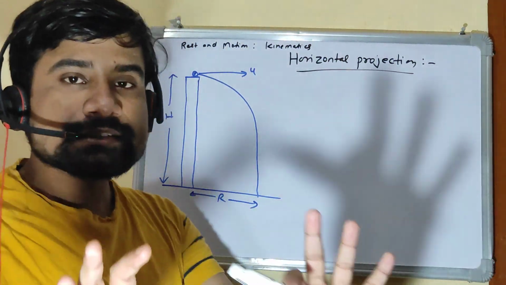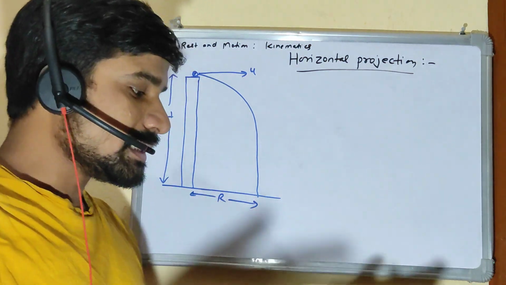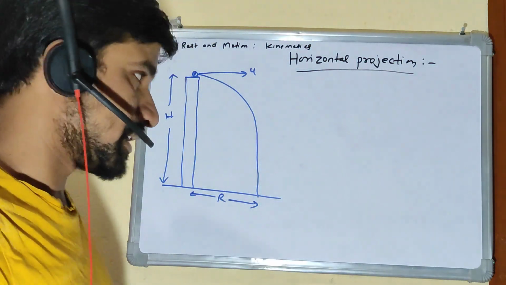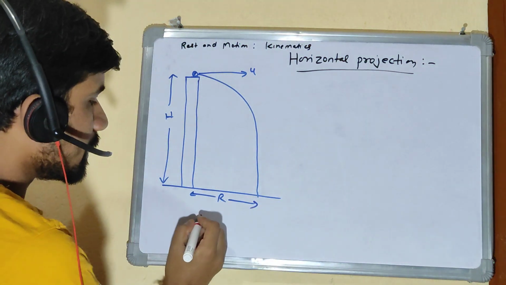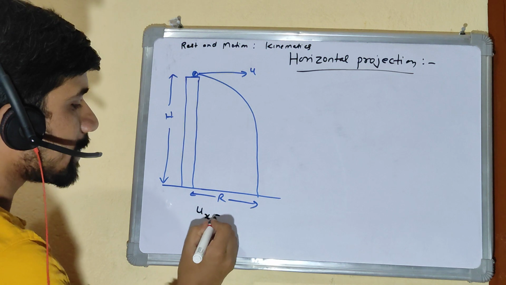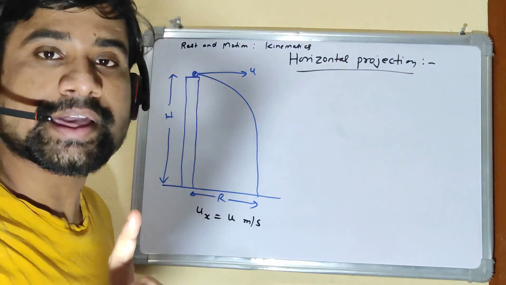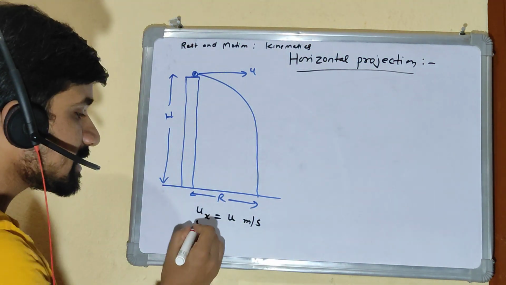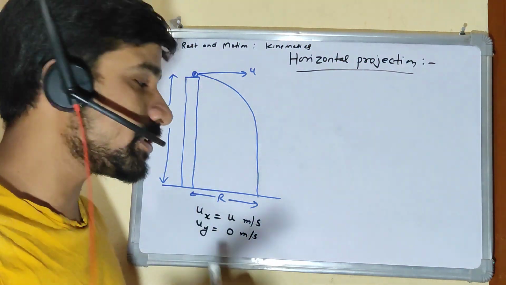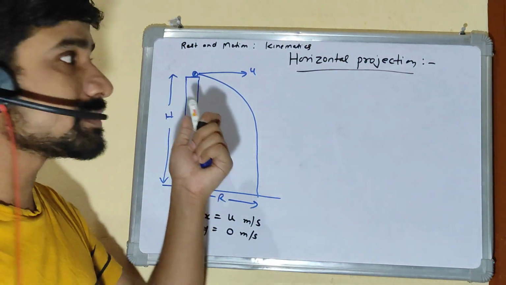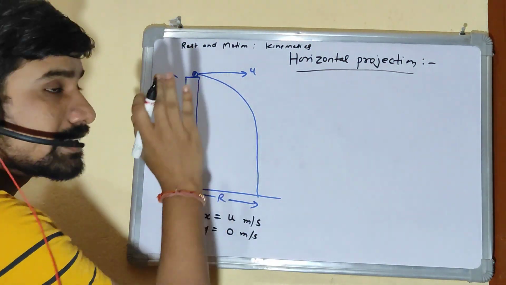Before doing that, let's understand this is a case of motion in a plane. Everything is in two dimensions. Let's identify the parameters in both dimensions, right? If I talk about velocity, the initial velocity ux along the x direction is u meter per second. Initial velocity along y is 0 meter per second. Is it clear? Initial velocity along y is 0. Why? Because this is a case of horizontal projection and there is no component of velocity along the y axis at the initial point.